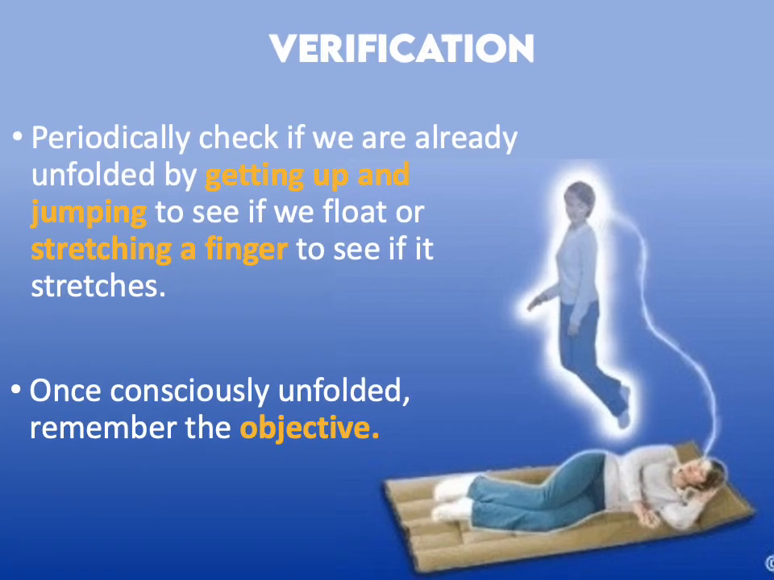Once you are feeling any of the symptoms, you relax even more and let the symptom grow. And then, you must get up slowly and check if you are already unfolded. You can check by jumping a little to see if you stay floating, or you can check by stretching one of your fingers to see if it stretches. If any of this happens, it is because you already managed to unfold yourself consciously into the astral plane. If not, then you should return to relax yourself and continue with the technique until you experience the symptoms again, and repeat the process until you achieve it. Now let's do the practice.